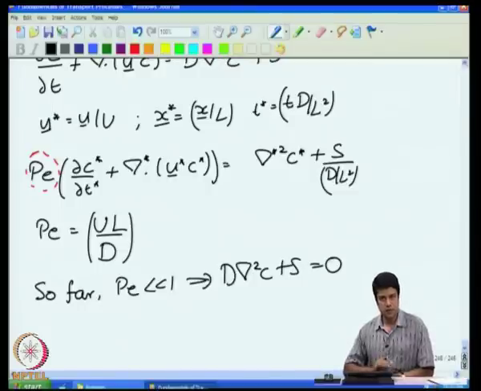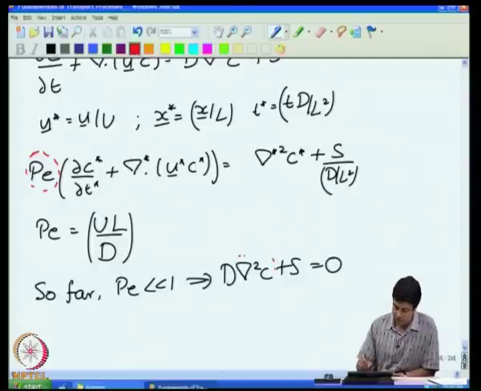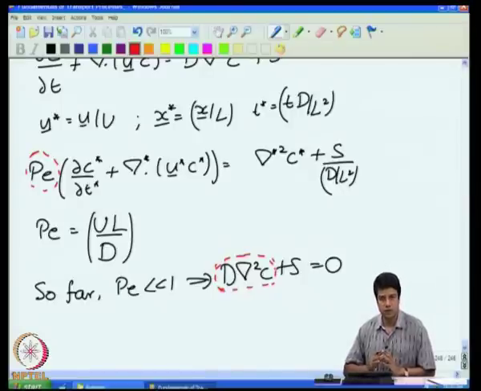So, we looked at some general strategies to solve this problem, D del square c plus any source or sink within the flow is equal to 0. Basically, it is general strategies for solving del square c is equal to 0, that is the Laplacian of the concentration field is equal to 0. And we looked at different ways of solving this. Separation of variables, as well as solution strategies based upon considering a point source within the flow, and then considering a distributed source as the summation of many small point sources.